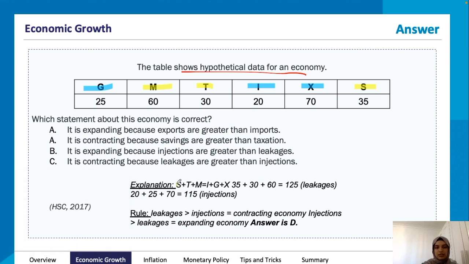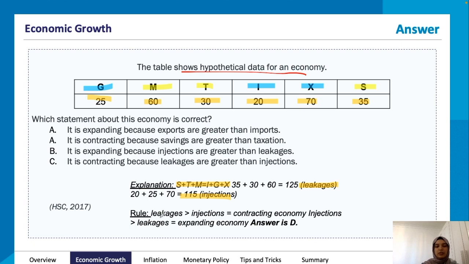Right, so we've got STM equals IGX. 35 plus 30 plus 60 equals 125 in leakages, which we identified here: 35, 30, 60. And then injections, we've got 25, 20, and 70, which makes up 115 of injections.